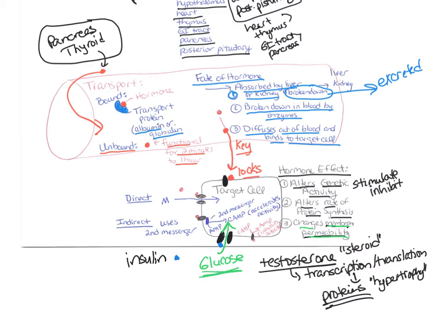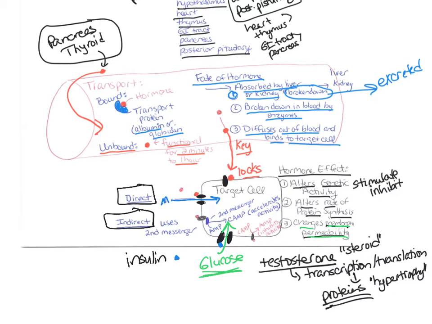So the effects on the target cell can be both direct and indirect. If the effect is direct, it means that the hormone binds to the receptor, which is a gate. The gate opens up, and that allows a molecule that's outside the cell to then enter the cell. So it's really kind of a direct effect. Pretty simple. Hormone binds, gate opens up, molecule comes in.